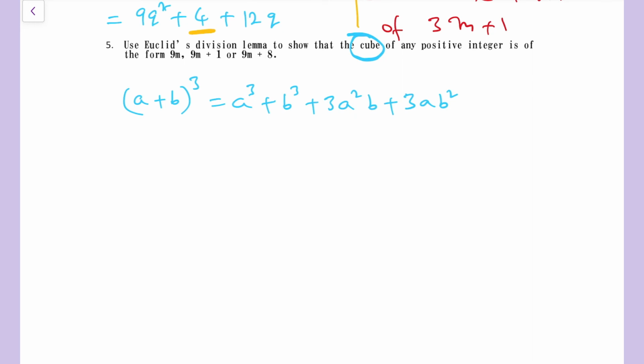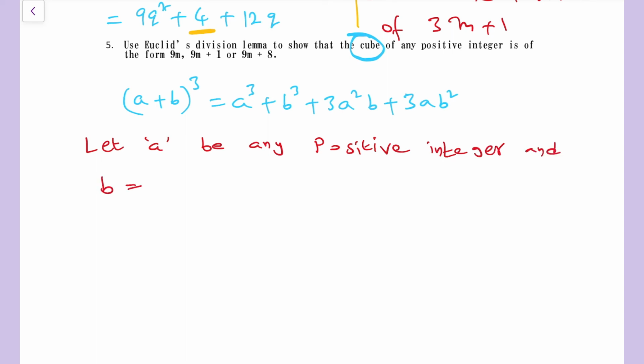Okay, now let us check the statements as usual. Let a be any positive integer and b equals, now in the question he has clearly mentioned 9m plus 1, 9m plus 8, right? If we take b as 9, it takes a lot of time to solve, because if 9 is the divisor, then the remainders will be 0, 1, 2, 3, 4, 5, 6, 7, 8. Those many times we need to do the problem, and that too for cubes, it takes a lot of time. So we need to check for some alternative.